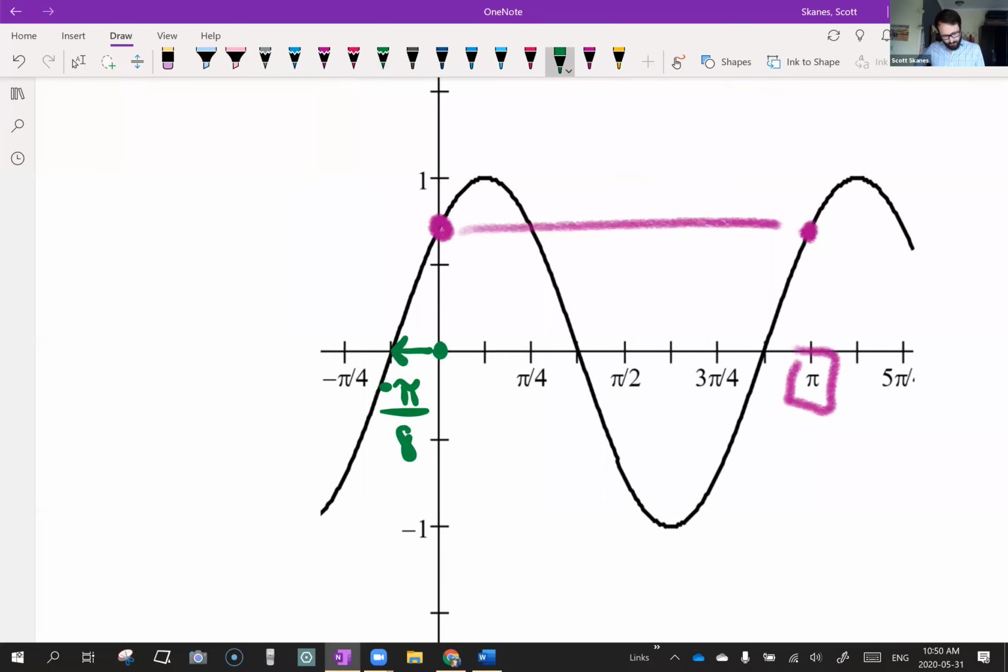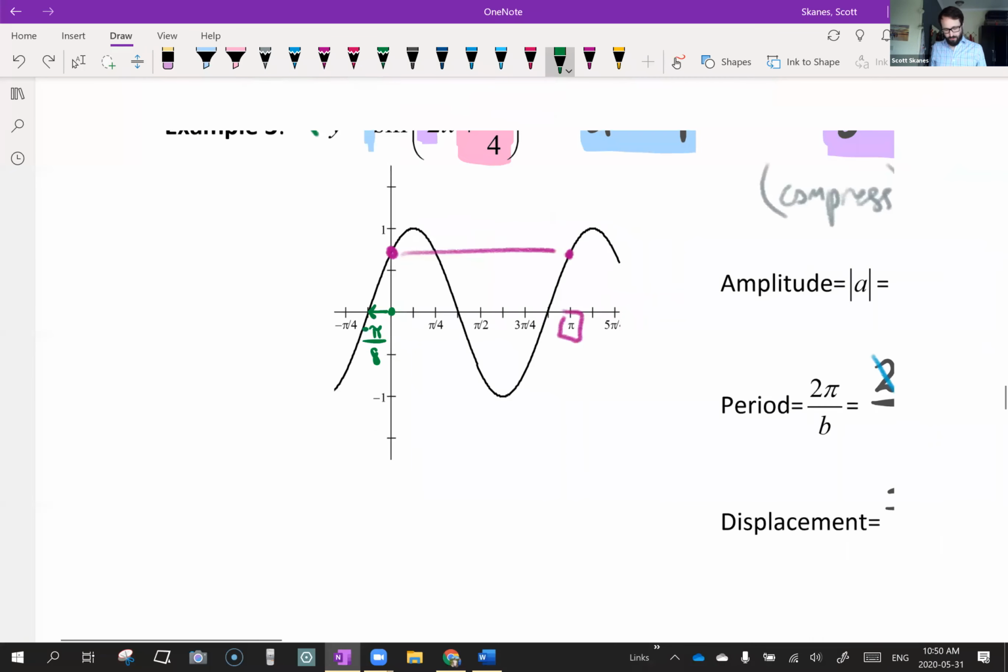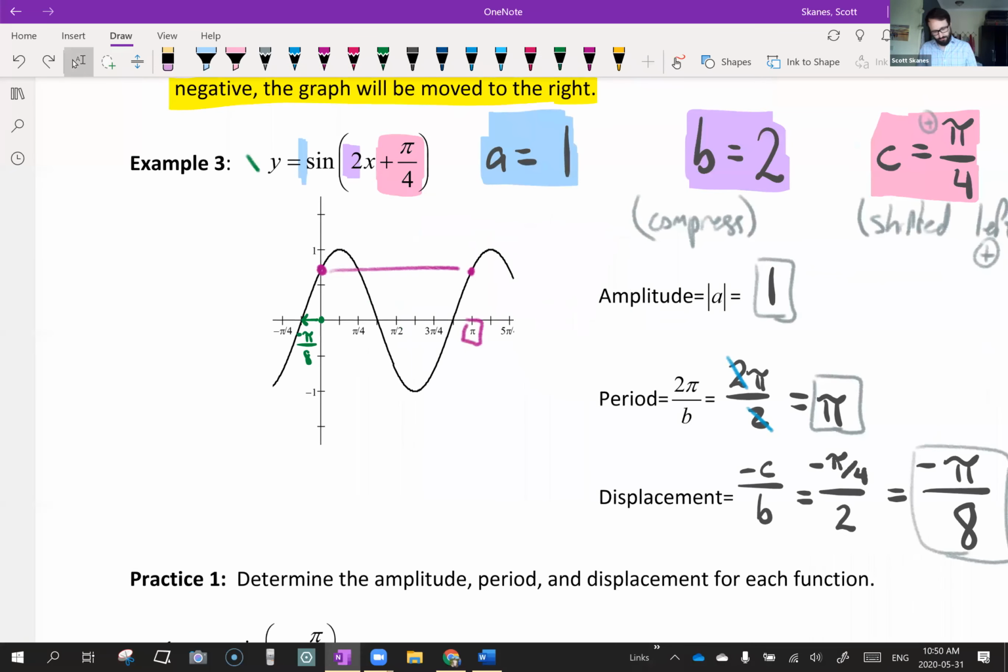It's been shifted from there to there. So we can see we're okay. All of our answers are correct.